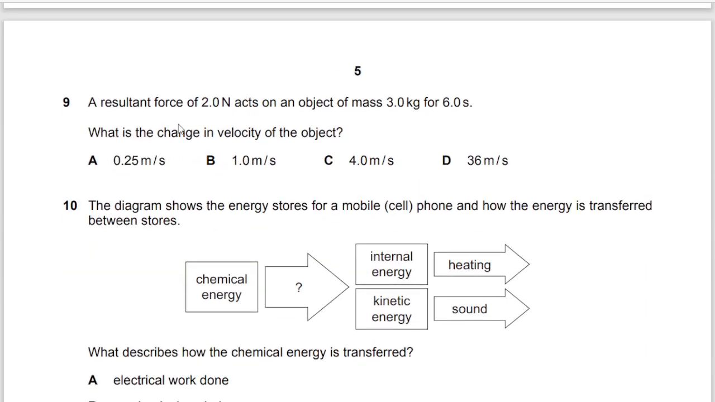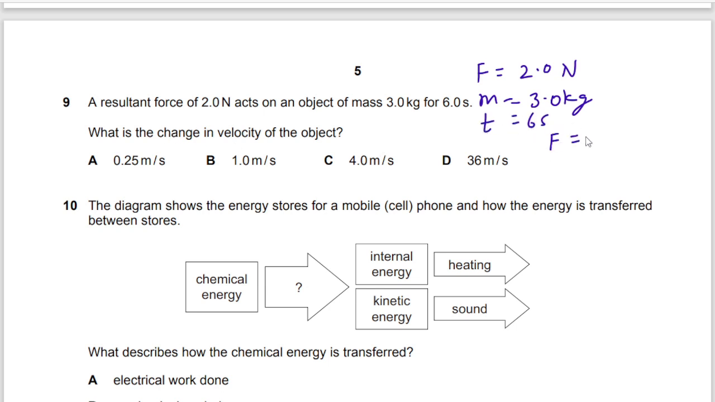Question number 9. We have a resultant force of 2 Newton acting on an object of mass 3 kg for 6 seconds. So let us write what we have. We have force of 2.0 Newtons, mass of the object as 3.0 kg, and time as 6 seconds. We have to find the change in velocity.